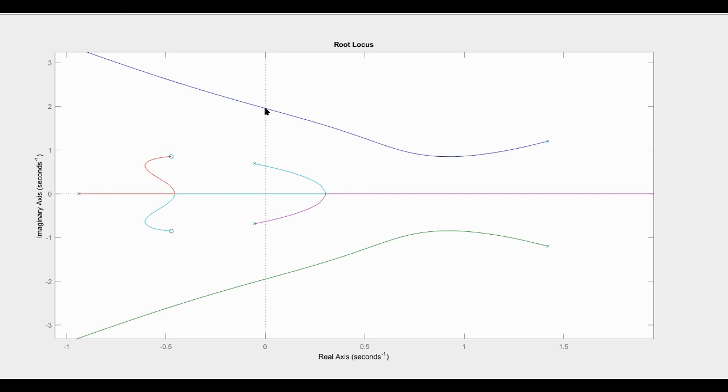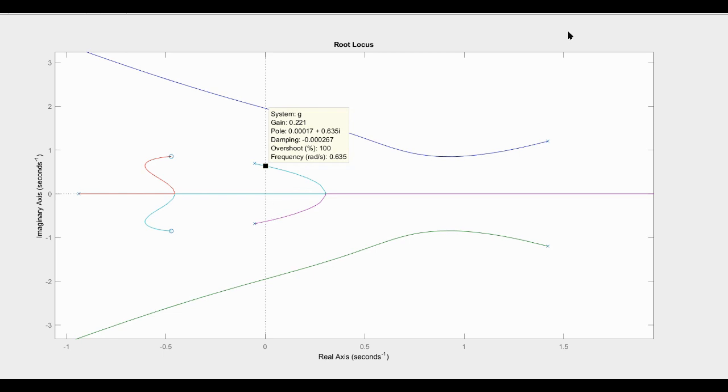At a gain of 5.35, these two come in, and these two which have gone out, at this gain of 0.73, one of them comes back in. This is what we are seeing in the root locus plot. So we start with two poles in the right half plane, then at a gain of 0.223, we have 4 in the right half plane.